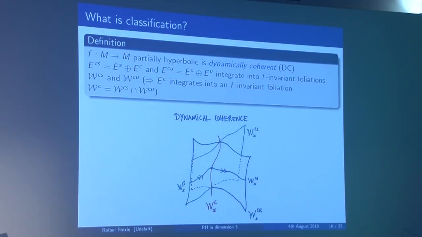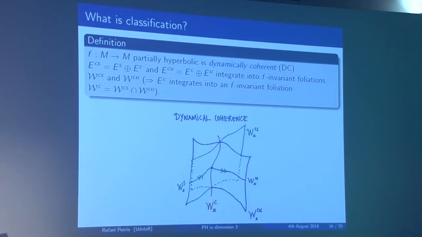And the kind of the point of using this definition, so the definition is, we say that a partially hyperbolic system is dynamically coherent if both the CS direction and CU direction integrate into F-invariant foliations. So we don't speak about uniqueness, and that's good, because we shouldn't. But we do ask that both bundles integrate to foliation. They are two-dimensional, and that's important because we want to use theory of two-dimensional foliations. So this is a drawing of this integrability property.